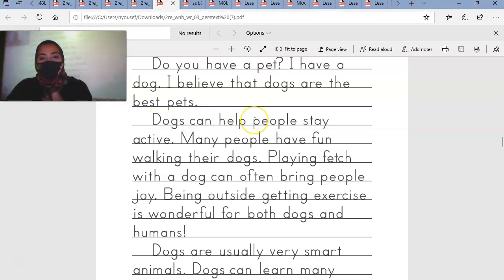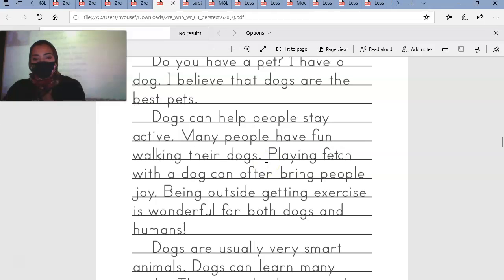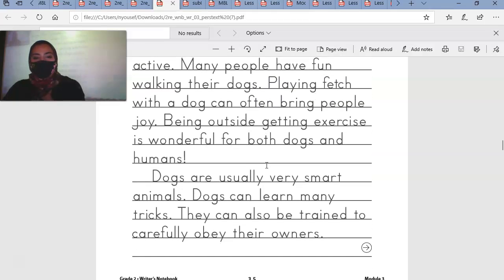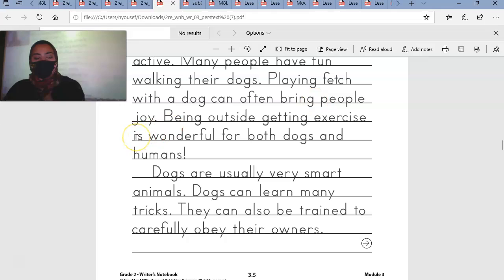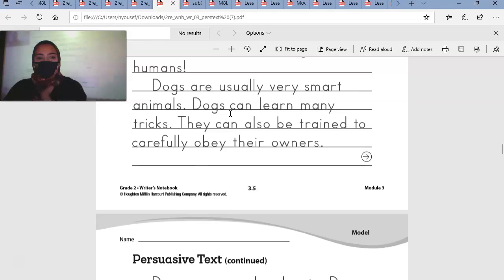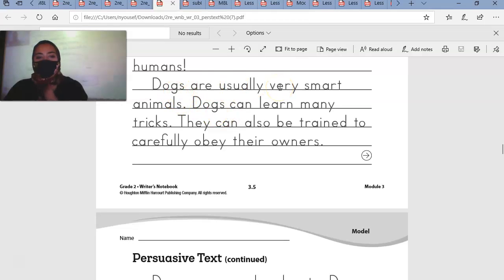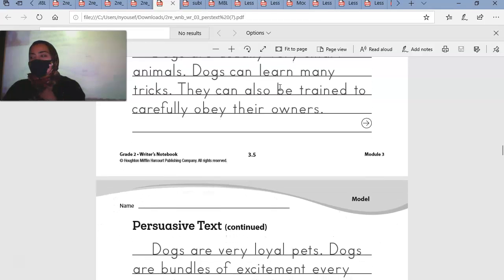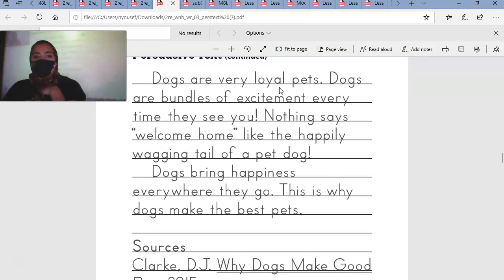Dogs can help people stay active. Many people have fun walking their dogs. Playing fetch with a dog can often bring people joy. Being outside, getting exercise is wonderful for both dogs and humans. Dogs are usually very smart animals. Dogs can learn many tricks. They can also be trained to carefully obey their owners.